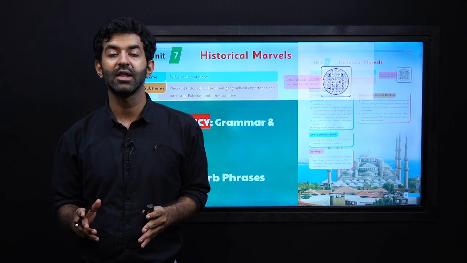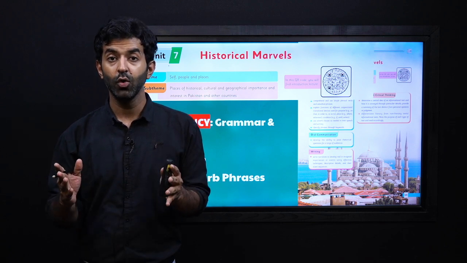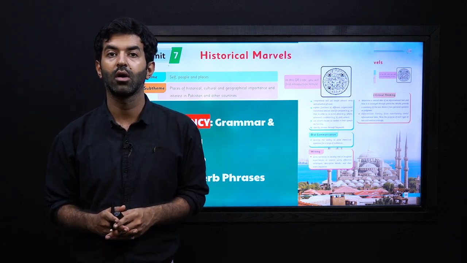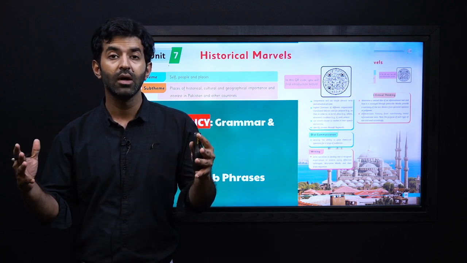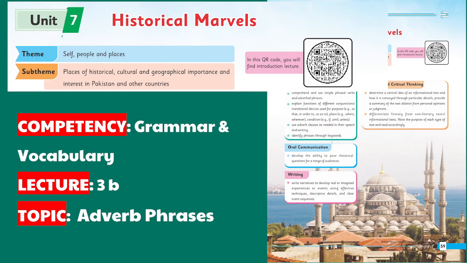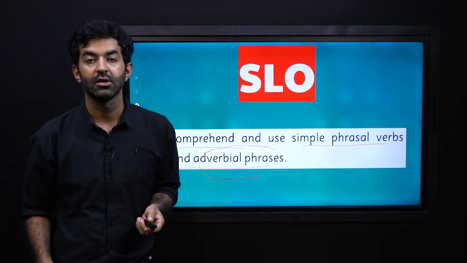Now students, in this lesson we will be talking about adverb phrases. I know that you have a very good idea about what phrases are and what adverbs are. We will see how they work together. So in this lecture, we're going to talk about grammar competency, and this is our lecture 3B. Our learning outcome says to comprehend, which means understand and use, simple phrasal verbs and adverbial phrases. We are going to talk about adverbial phrases or adverb phrases in this lesson.